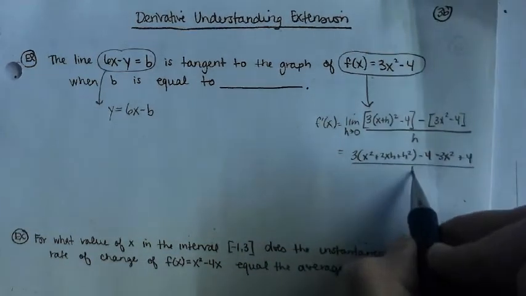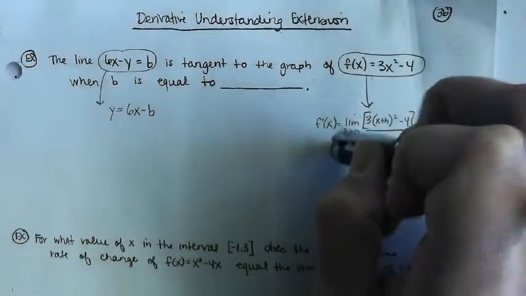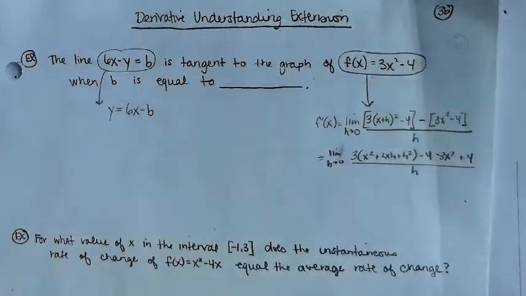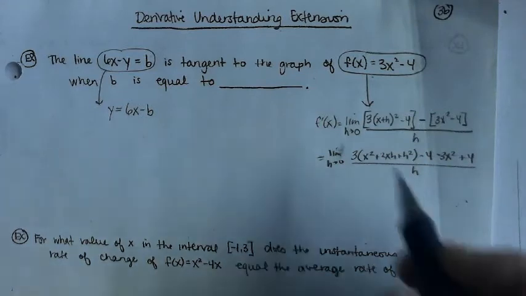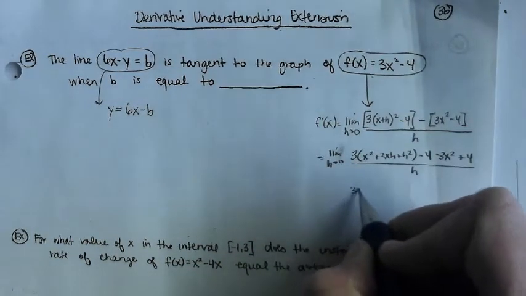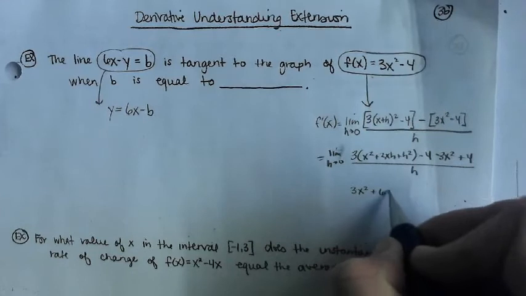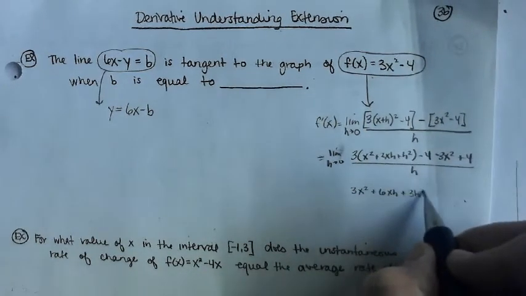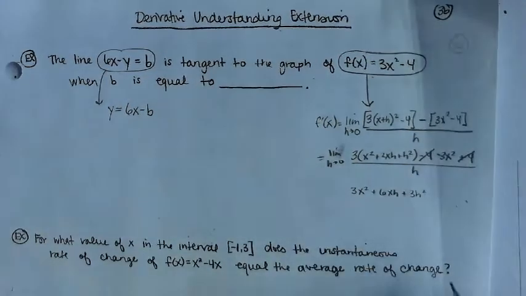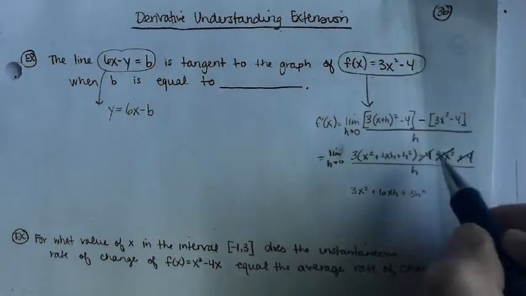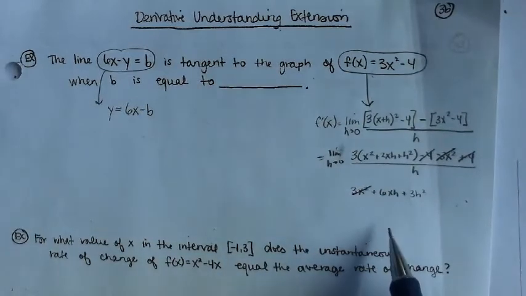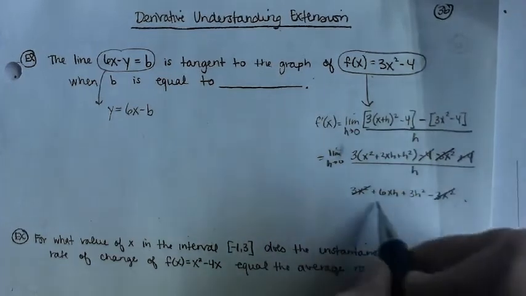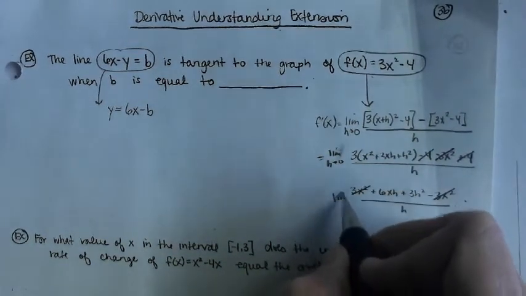all over h. And what did I do? Bad, I forgot to bring down my limit. So when I get this all said and done, it'll be 3x squared plus 6xh plus 3h squared. The minus 4 and the plus 4 can cancel. Actually, the minus 3x squared and the plus 3x squared can cancel. I'll put this here just to be proper about it, all over h.